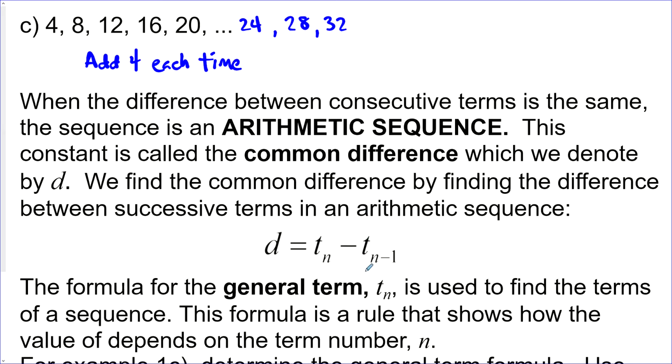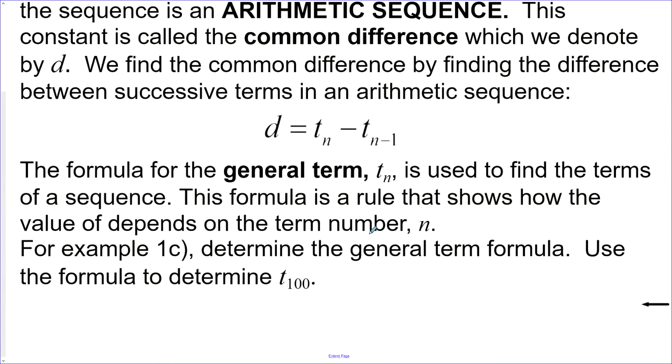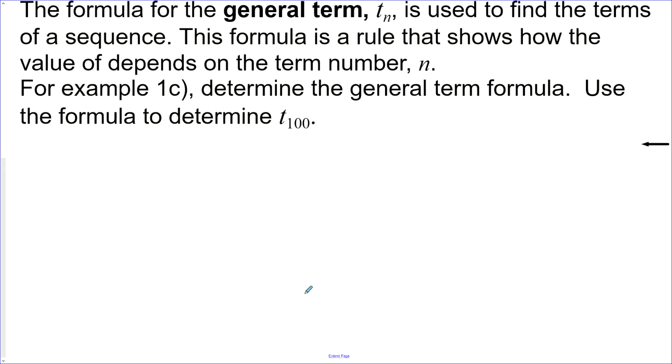The formula to find any one of these terms is going to be called the general term. And we call it T subscript n. We want to find the general term, for example 1c, and use it to determine T100. Now, it is possible to count by 4s to this 100th term, but that would be annoying, take lots of time, and we might make a mistake. So let's look at the pattern for these arithmetic sequences.